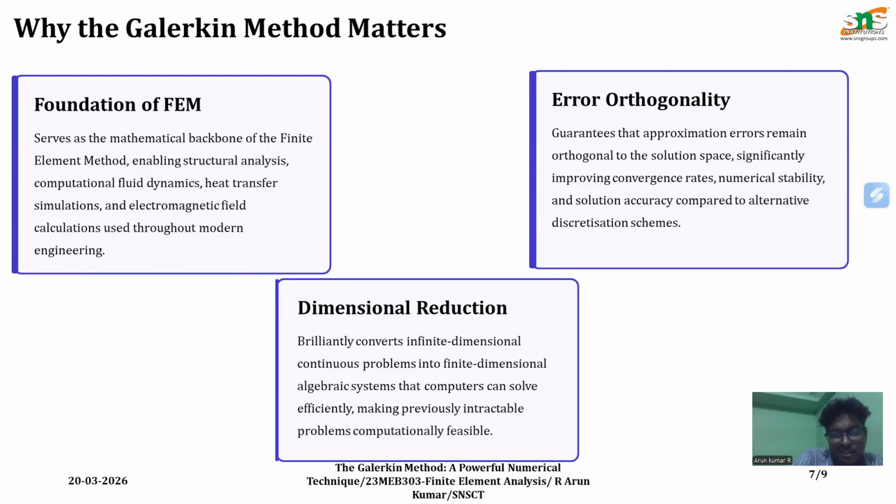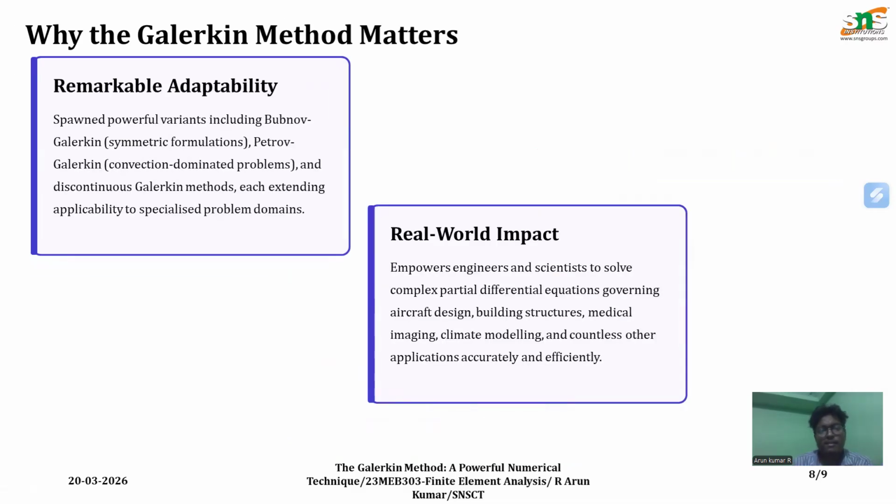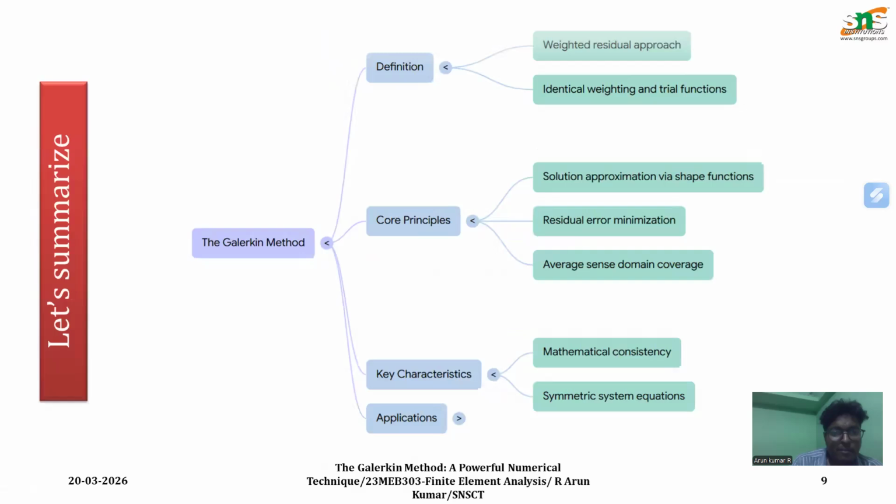Dimensional reduction brilliantly converts an infinite-dimensional continuous problem into a finite-dimensional algebraic system that computers can solve efficiently, making previously intractable problems computationally feasible. Then there is the continued remarkable adaptability and real-world impact. This adaptability has spawned powerful variants, including Bubnov-Galerkin, Petrov-Galerkin, and the discontinuous Galerkin method, each extension applicable to specialized problem domains.